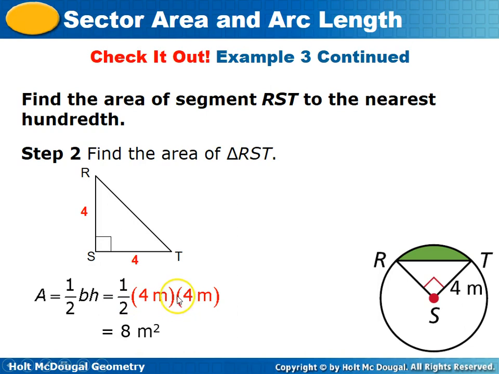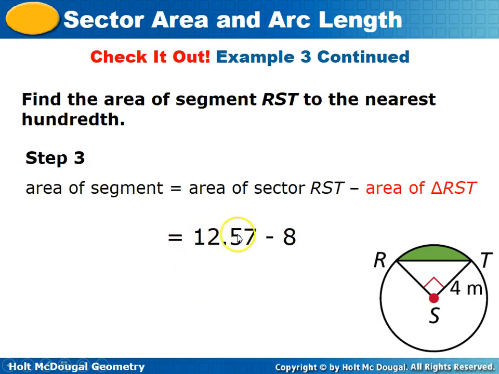So now, again, what we're going to do is subtract the area of the triangle from the area of the sector. That gives us 4.57 meters squared.